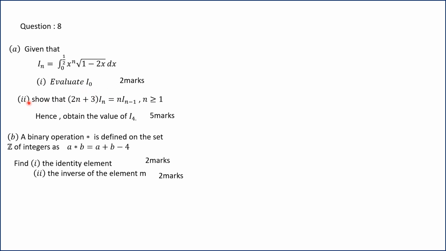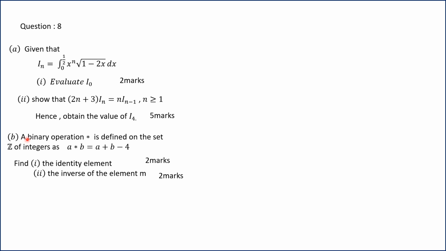Hence, show that (2n plus 3) I_n is equal to n minus 1 I_(n minus 1), where n begins from 1. Hence, obtain the value of I_4, 5 marks.